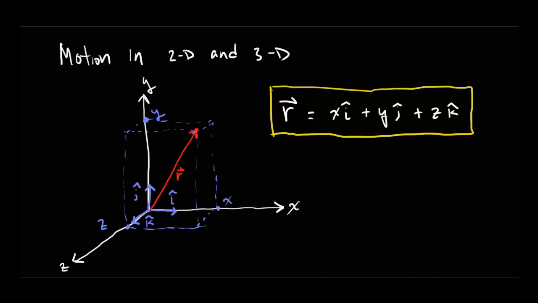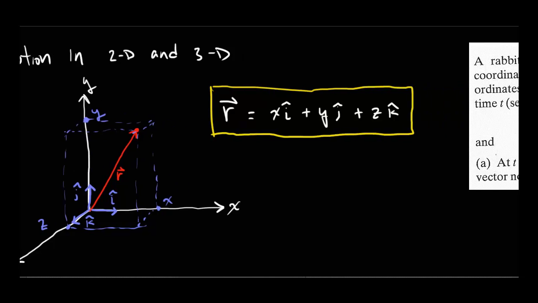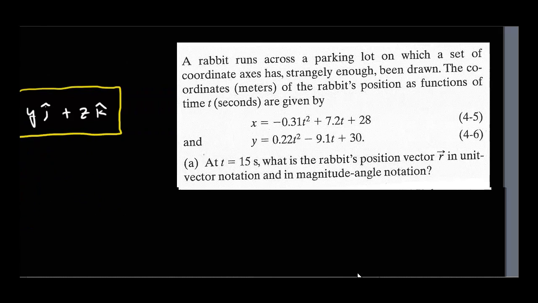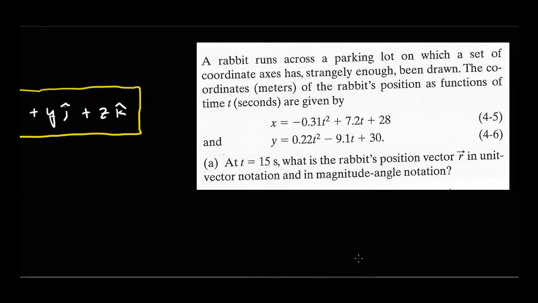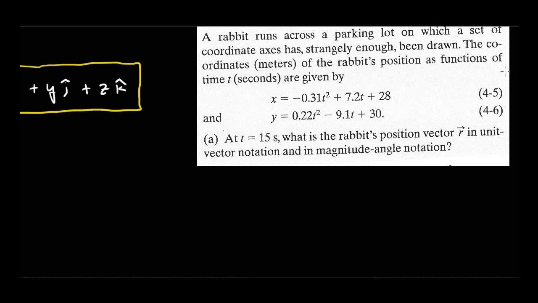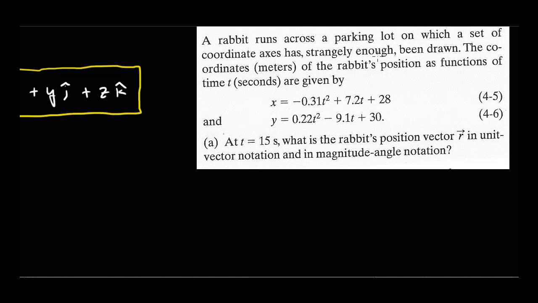Okay, so we could move on from there. Actually, before we move on from there, let's look at a sample problem, and then we'll come back to this picture. So over here, I've copied out a little problem from your textbook. Let's take a look at this problem and see if we can sort this out. It says a rabbit runs across a parking lot on which a set of coordinate axes has, strangely enough, been drawn. The coordinates in meters of the rabbit's position as a function of time in seconds are given.